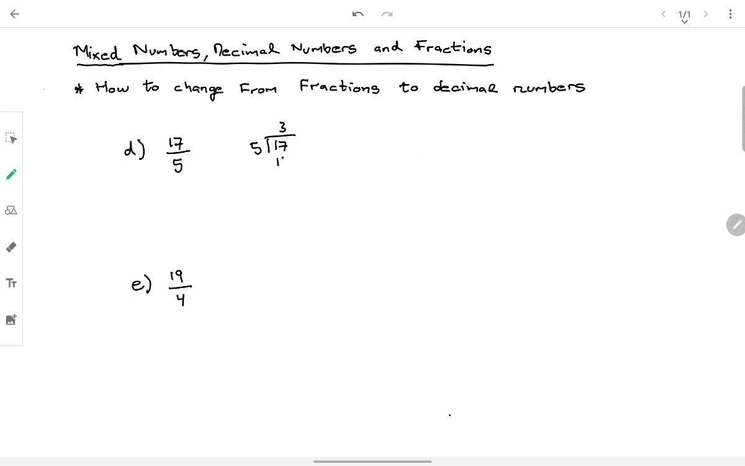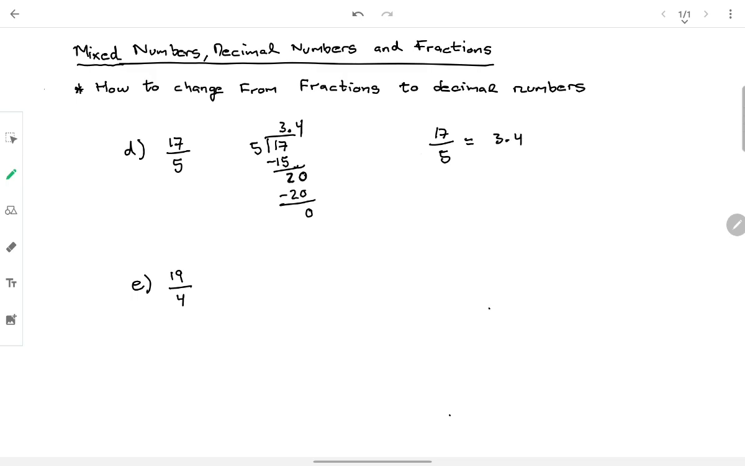5 times 3 is 15. That will give us a 2 as a remainder. And now we are going to put a 0. We are going to continue the division. So we need here a 4. That will give us 20, and that will give us 0 as a remainder. That means that this fraction, 17/5, can be represented as 3.4 as a decimal number.